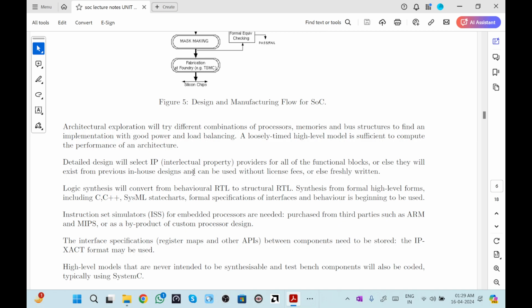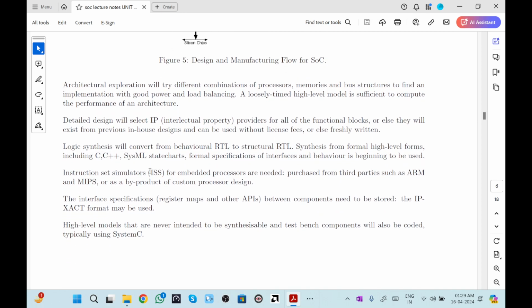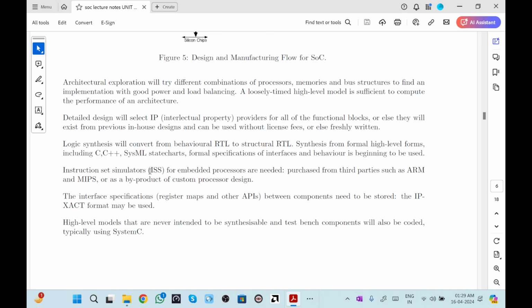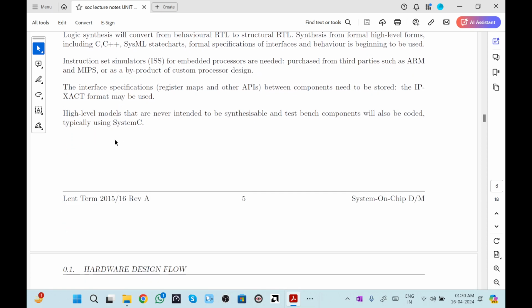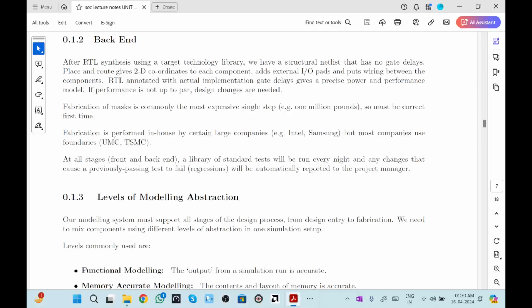Now here we'll study the selected IP, intellectual property providers for all the functional blocks, and it will be easy for us to freshly write everything. Basically, I already told you that RTL uses a simple basic syntax similar to C and C++. It has its own language, but the syntax is somewhat related to C and C++.